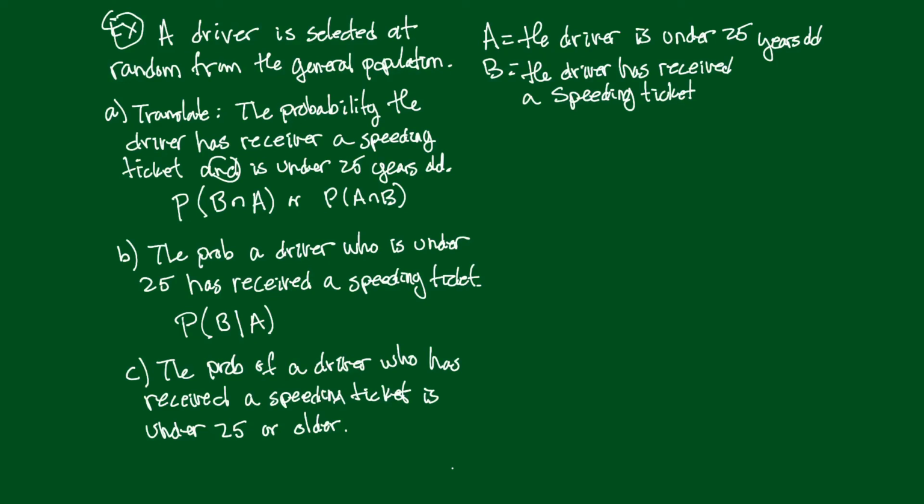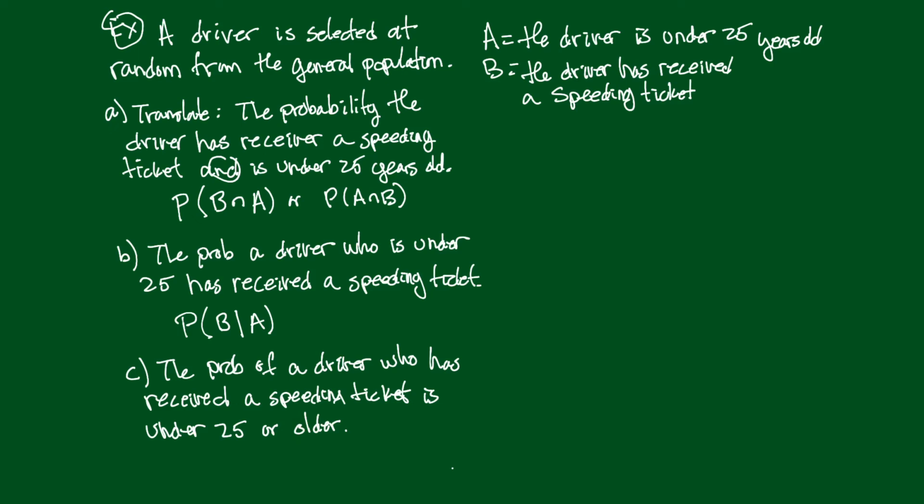Now in part C, it says the probability of a driver who has received a speeding ticket. I think that's what's given, that's the way I'm reading it. The driver has already received a speeding ticket. What's the probability that driver is, be careful here, 25 or older? Not 25 or younger, but 25 or older. Now look at A. A is the driver is under 25. This is what a driver is older than 25.